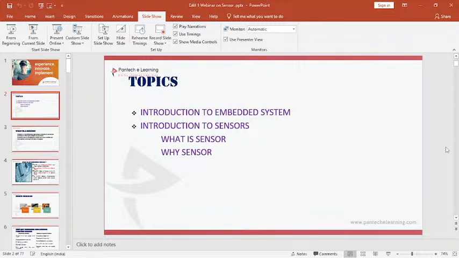First, going into this slide, today we are going to know about introduction to embedded system and introduction to sensors. What is a sensor and why is a sensor used. These are the things we are going to discuss in this slide.